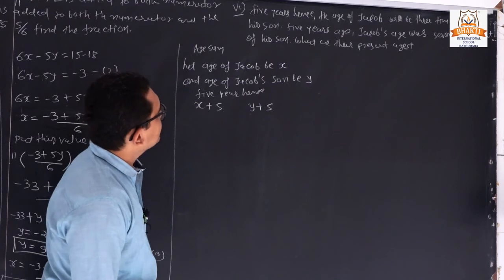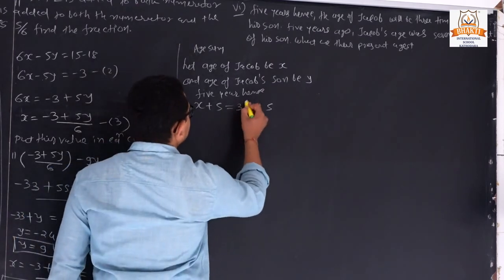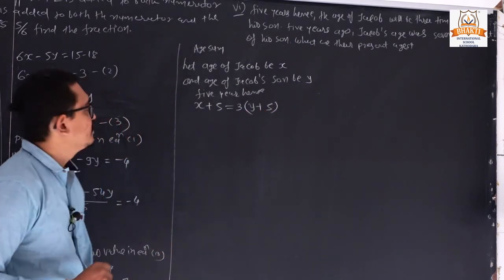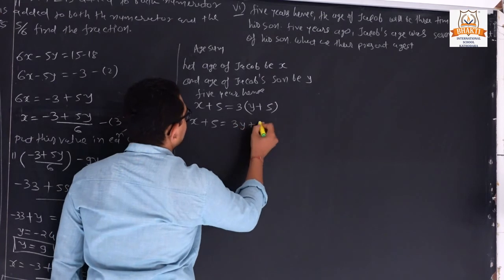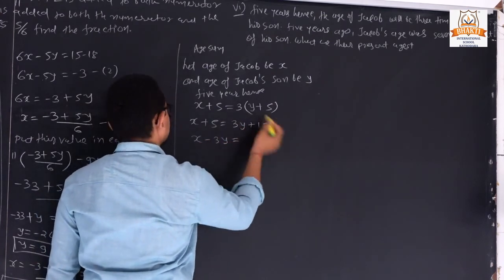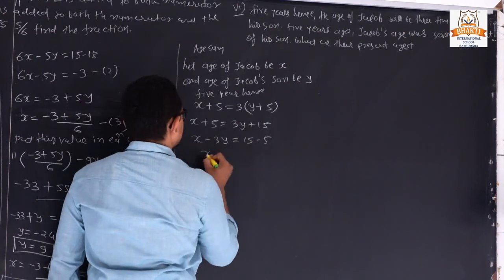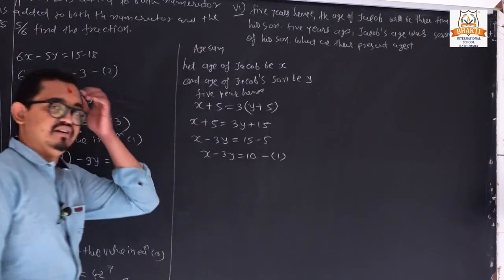They are saying that the Jacob's age will be 3 times his son's. So here we can put 3. Now simplify. x plus 5 is equal to 3 times y plus 5, that is 3y plus 15. This 3y is going to the second side, so it becomes minus, and this 15 is going to the second side. So x minus 3y is equal to 10. It is result number 1.